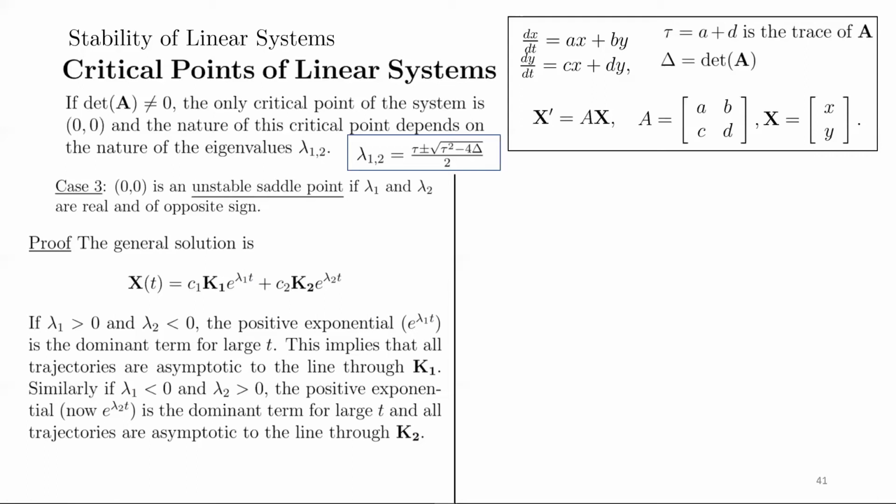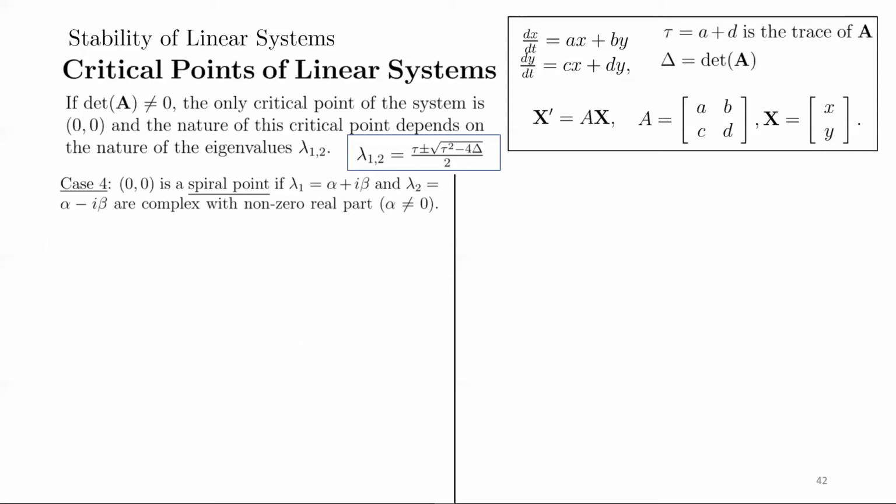Case 4 is where we have some complex eigenvalues. So 0, 0, the critical point, is called a spiral point if lambda 1 equals alpha plus i times beta, where alpha is the real part of lambda 1, and beta is the imaginary part. The second eigenvalue, of course, is the complex conjugate. A significant thing to note here is that alpha is not equal to 0. Spiral points have a real part to the eigenvalues. So the origin is stable if alpha is negative and unstable if alpha is positive.